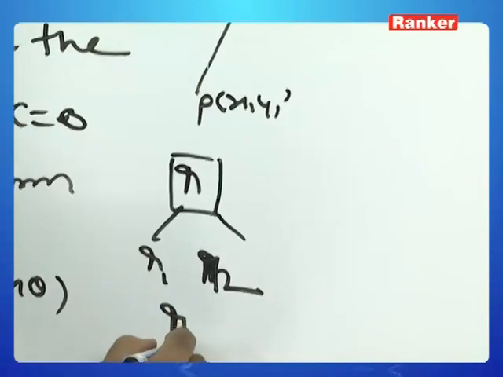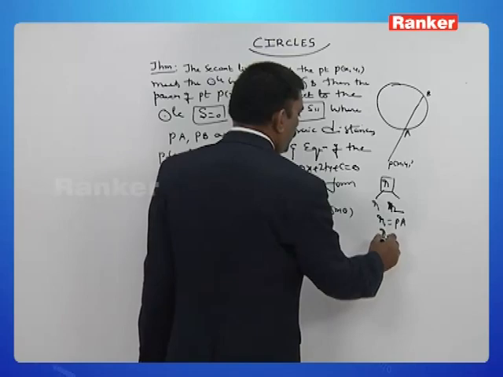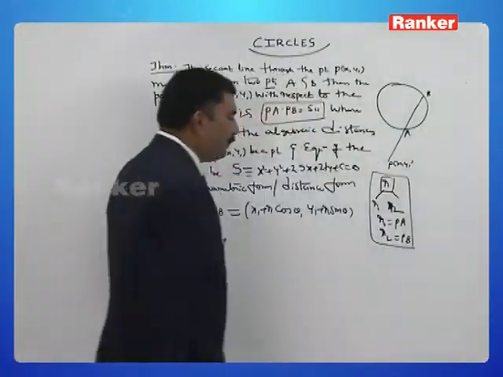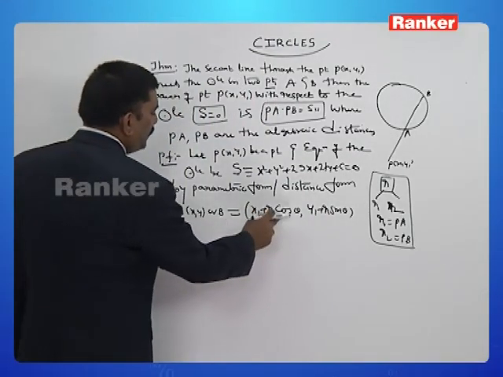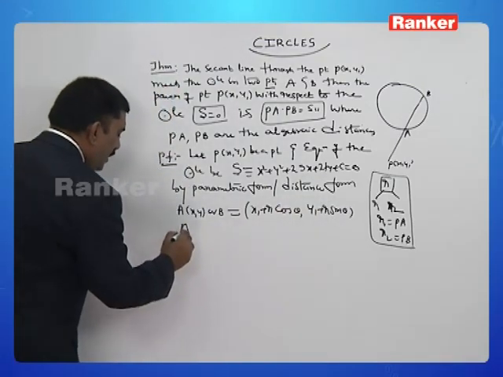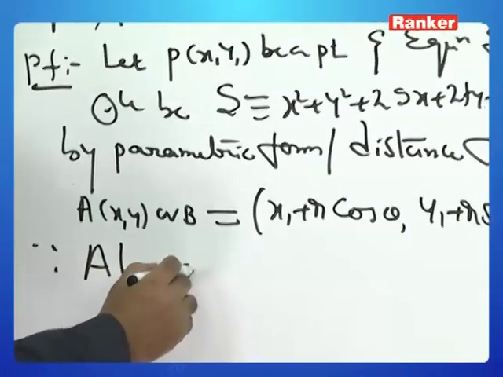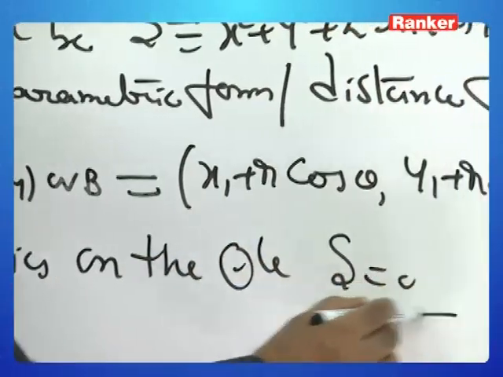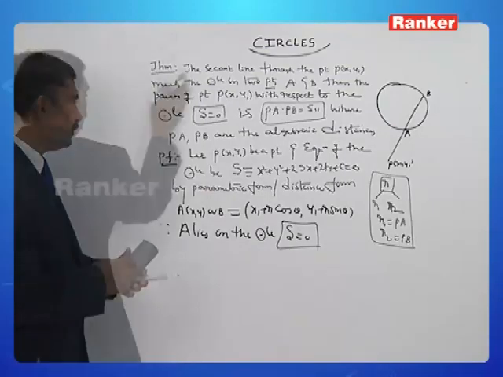So what is r1? r1 is nothing but the distance from P to A. What is r2? The distance from P to B. So now A or B is x comma y is equal to x1 plus r cos theta, y1 plus r sin theta. Since A lies on the circle, what is the circle? S is equal to 0.